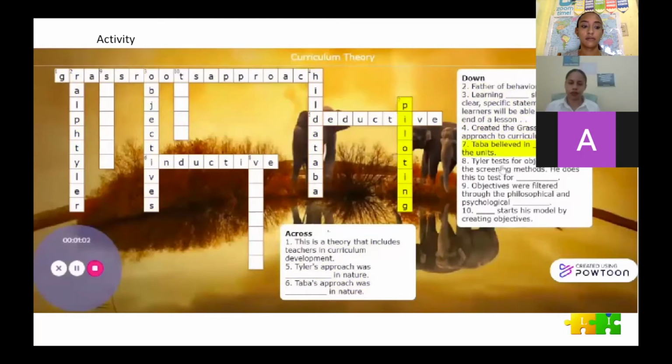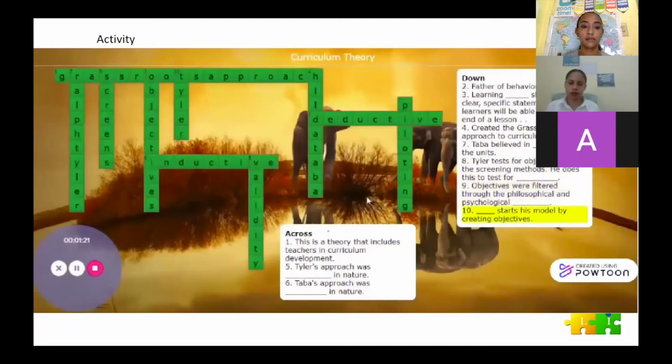Piloting the units. Tyler tests for objectives using the screening methods. He does this to test for validity. 9, objectives are filtered through the philosophical and psychological screens. 10, blank starts his model by creating objectives. That is Tyler. And that's it. Thank you.